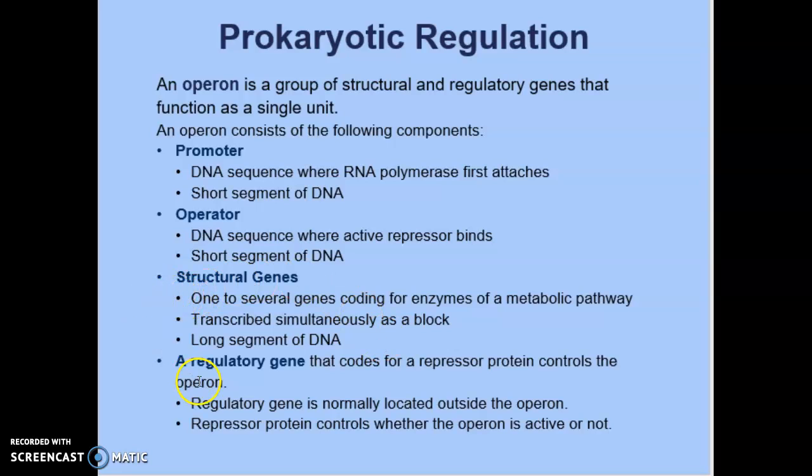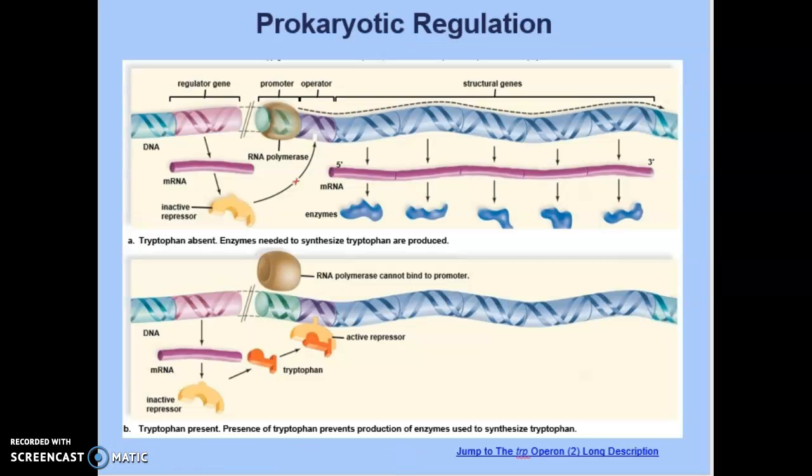And then you have the regulatory gene. That's going to be the DNA code to make repressor proteins. So the code to make the repressor to turn off this whole operon is found within the operon, which is kind of crazy to think about. The regulatory gene is normally located outside of the operon, however, but it is included in the whole process. Okay, and here's a visual so we can look at.